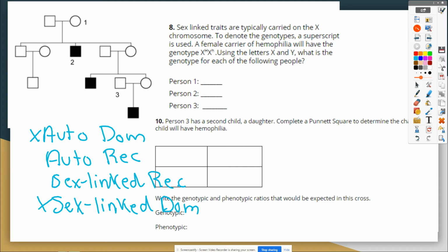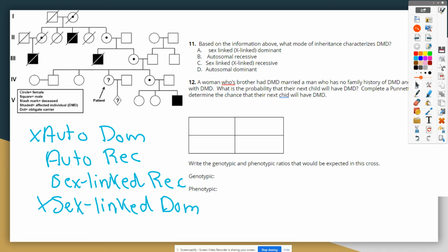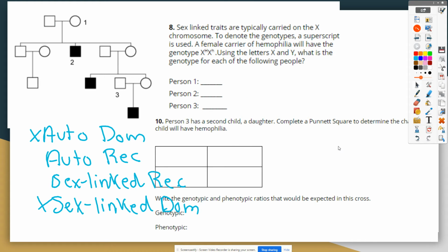Person 1, 2, and 3, and draw the Punnett square for question 10. X and the H on top. Put an H on that one. And the next one is going to be H. This is X, H, and then Y. Board with the H, just the Punnett square. Boards up in 5, 4, 3, 2, 1.